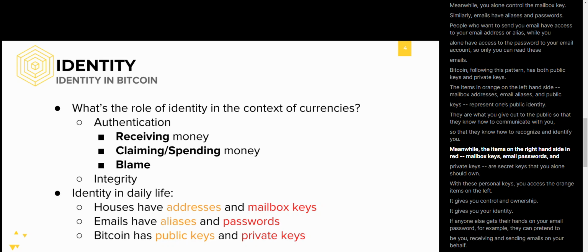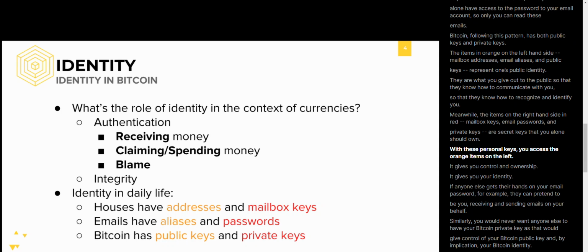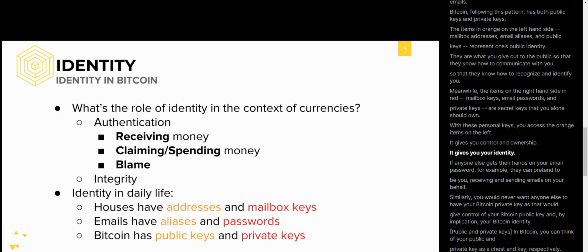Meanwhile, the items on the right-hand side in the red, mailbox keys, email passwords, and private keys, are secret keys that you alone should own. With these personal keys, you access the orange items on the left. It gives you control and ownership. It gives you your identity.